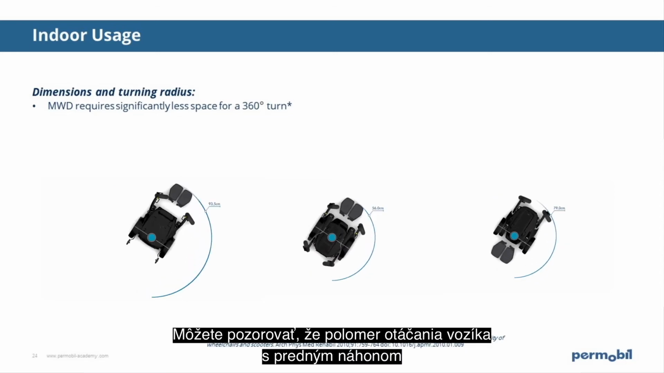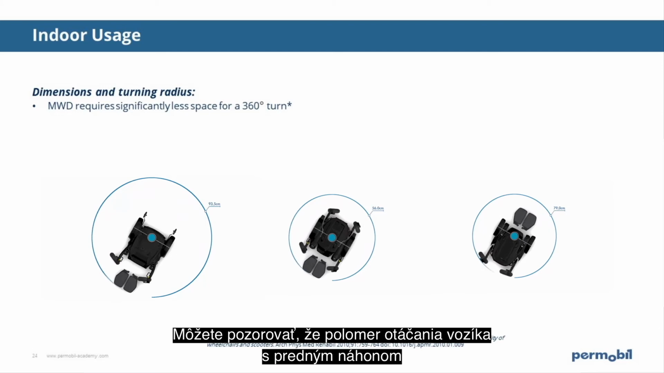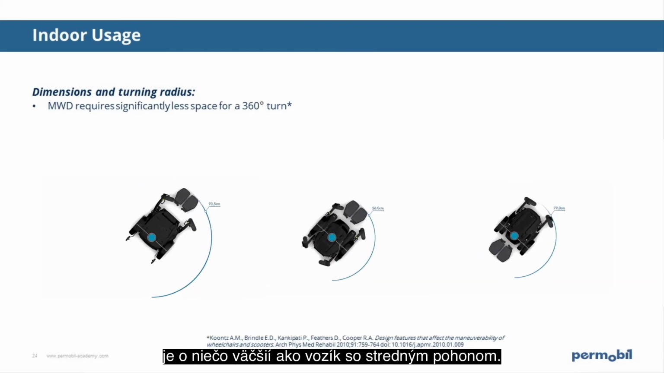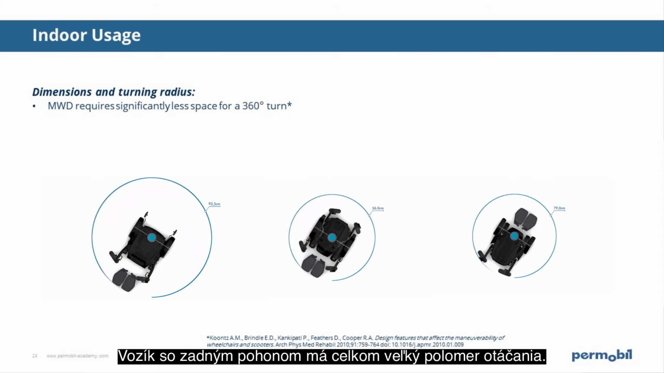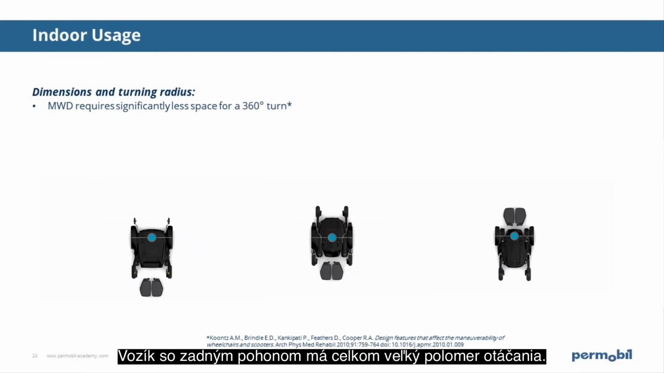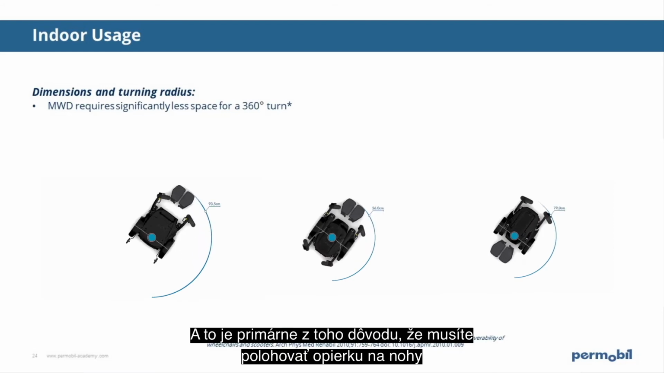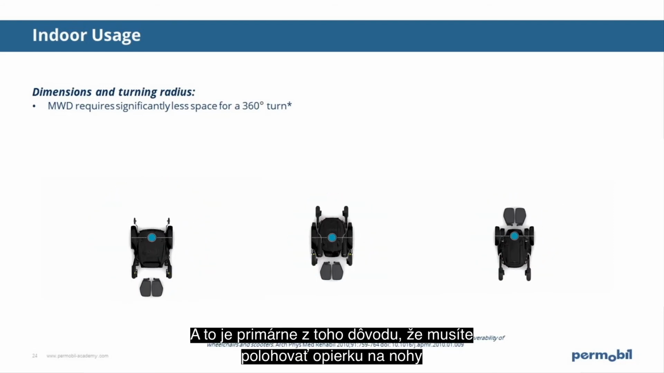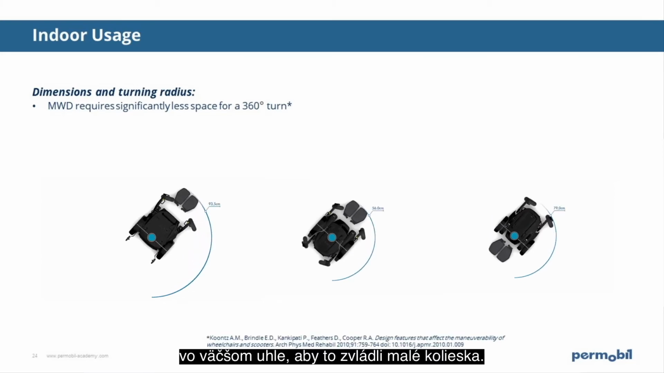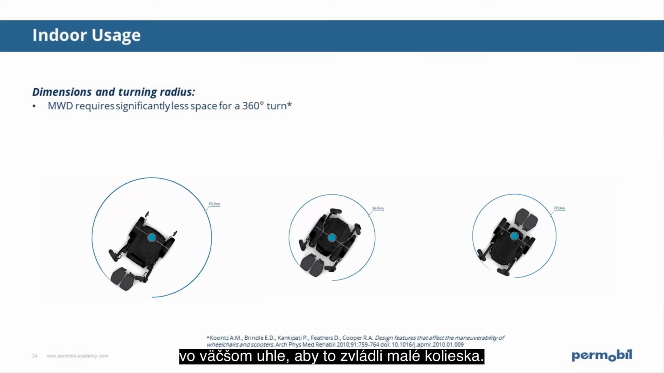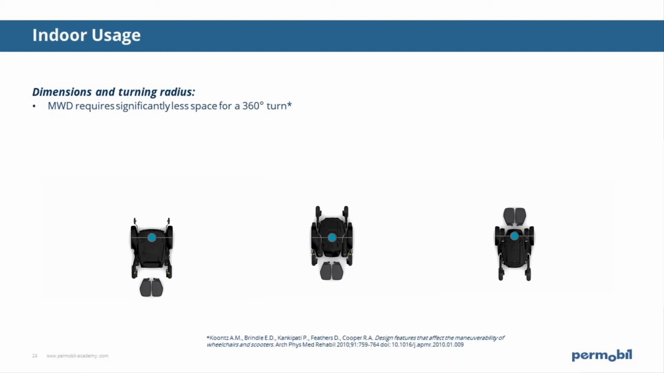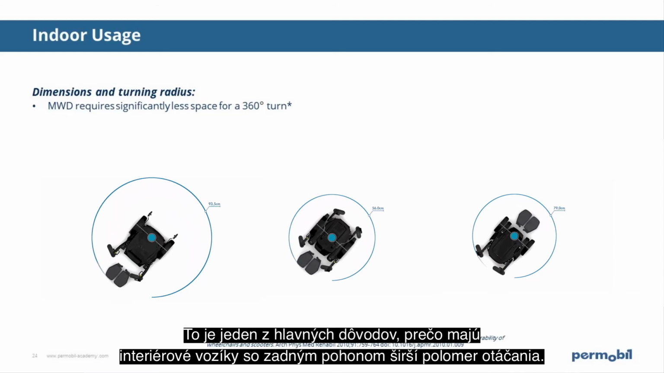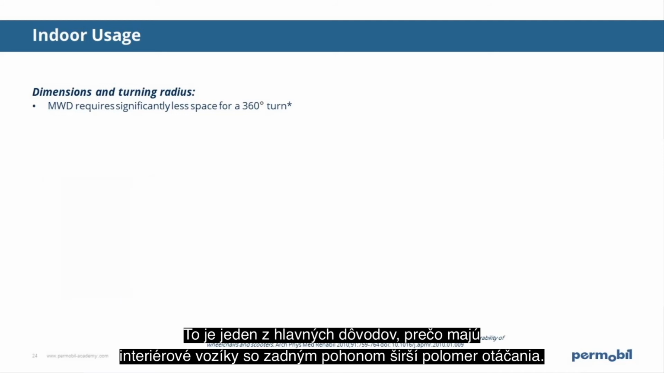You see that the turning radius of a front-wheel driven platform is slightly bigger than that of a mid-wheel driven platform, but with a rear-wheel driven platform, the turning radius becomes quite large. That's because you also need to position the leg rests at a larger angle to cope with the caster clearance. That is one of the main reasons why rear-wheel driven wheelchairs have a larger turning radius.